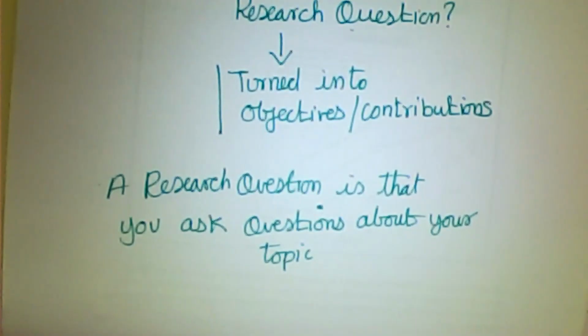And in an article, the research question will not appear as a question. It will appear as a goal or objective. That is a very important thing. You have to understand what a research question is. Any reviewer will try to find out what your research question is.